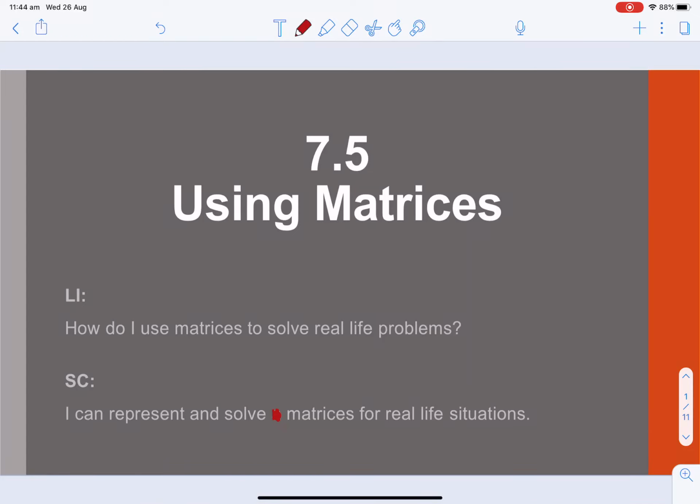7.5, using matrices. Our learning intention: how do I use matrices to solve real-life problems? And our success criteria: I can represent and solve matrices for real-life situations.